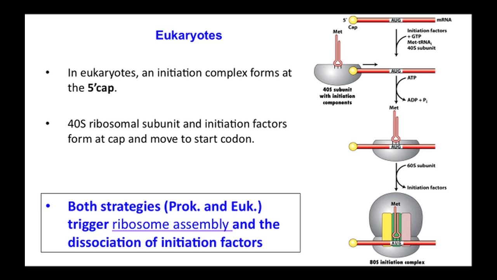And I should have said, in both prokaryotes and eukaryotes, once you are surrounding that first start codon and that initiator tRNA carrying methionine is locked into place with the small subunit, the large subunit is going to pop on. So either way, you're triggering ribosome assembly, and those initiation factors dissociate and move off to start new ribosomes.